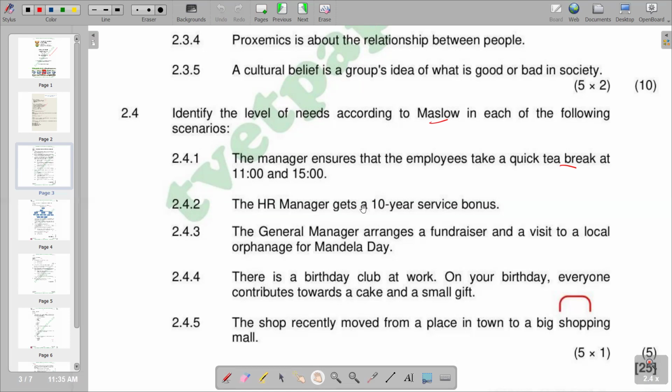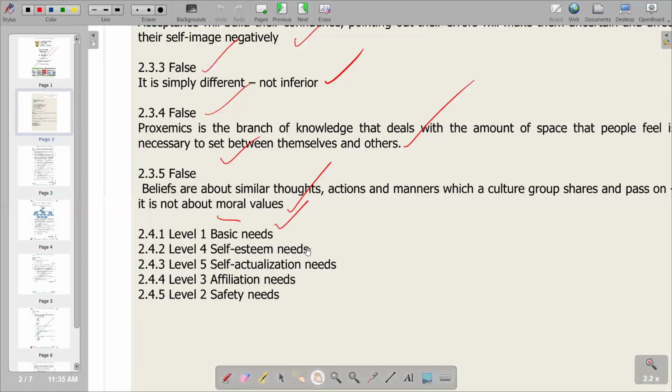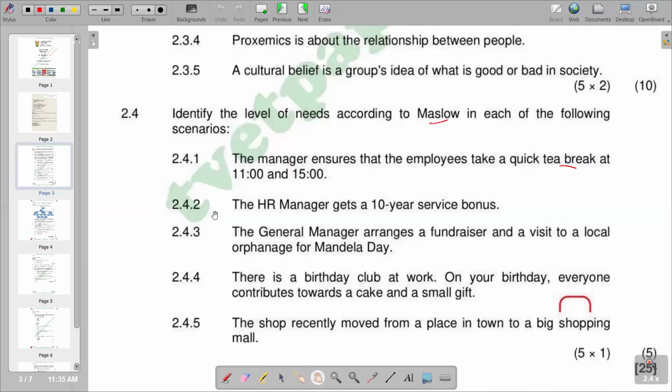2.4.2 is saying the HR manager gets a 10-year service bonus. We are saying it's self-esteem needs, level four, self-esteem needs. Remember, when we're looking at self-esteem needs, it involves confidence in one's own worth, abilities, or morals, and also self-esteem encompasses beliefs about oneself, as well as emotional states such as pride and shame. So this is part of our self-esteem, which is in line with the explanation that we have on 2.4.2.